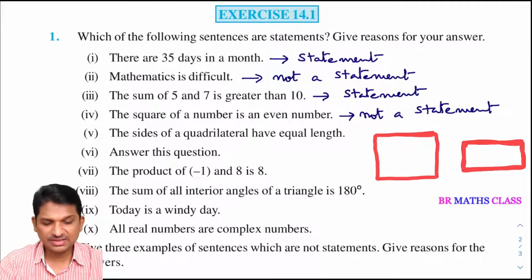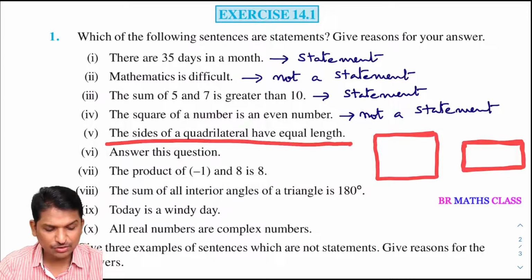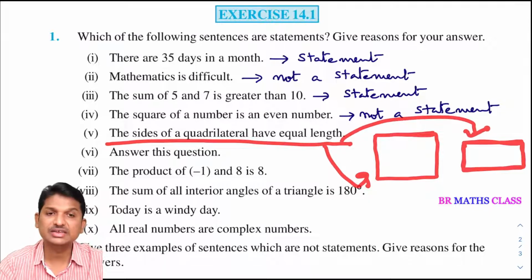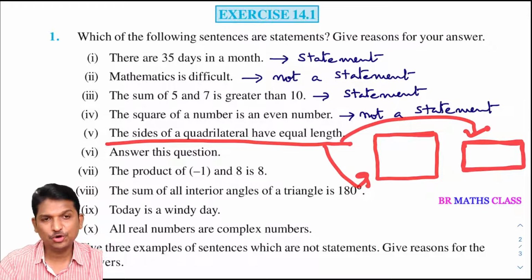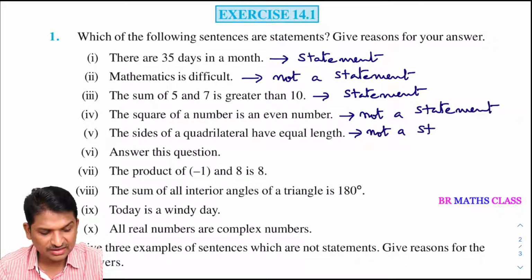So what do you say about this sentence, all sides of a quadrilateral have equal length? It is true for squares. This is not true for other quadrilaterals. So this sentence is true for some quadrilaterals and false for some quadrilaterals. That means both are happening. I hope you are getting the point, right? That's why this is not a statement.